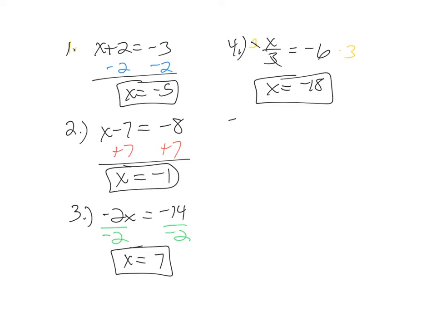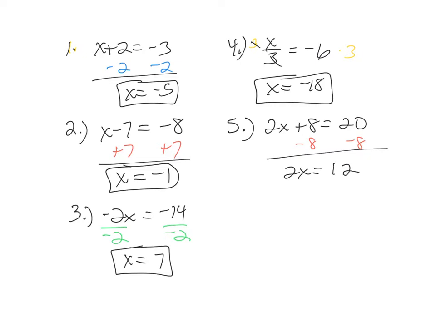Alright. So number 5, 2x plus 8 equals 20. So I always do, if you remember the steps, parentheses, combine, so there's neither of those, and then I do adding and subtracting to both sides. And then multiplying or dividing. And in many cases, it's dividing.